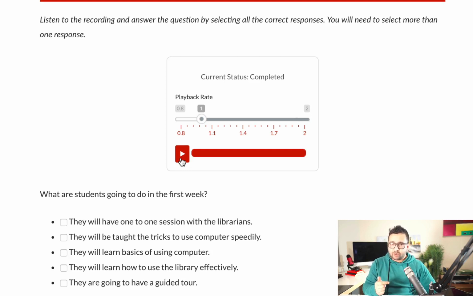We can have a look at the options and pick the option that we think is the best for the given situation. And based on what we heard, if we look at the options here, we can see that option C and option D are the correct answer. They are going to learn basics of using computer, and they will also learn how to use the library effectively. But if you have picked only one of them, that's also fine.